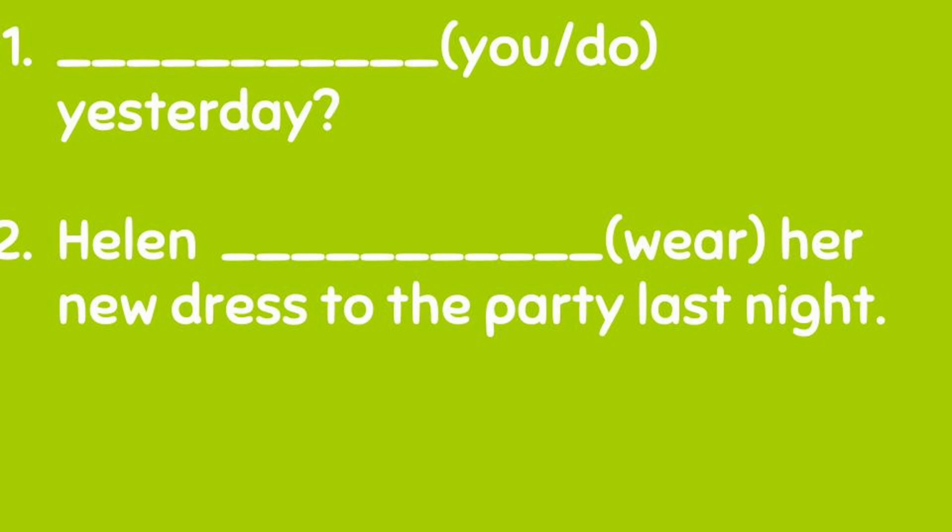Number 2, Helen, our verb is wear, her new dress to the party last night. Helen was wearing her new dress to the party last night. We can use the past progressive, past continuous tense there because a party is a long event or an activity. And so she was wearing her dress for a few hours.